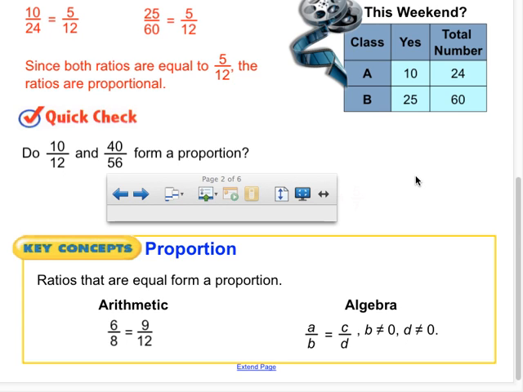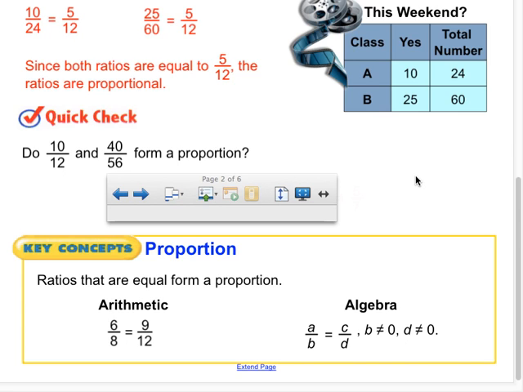Pencils down. Okay, and who's got the answer? Do these form a proportion? Who can explain to the class if these form a proportion?